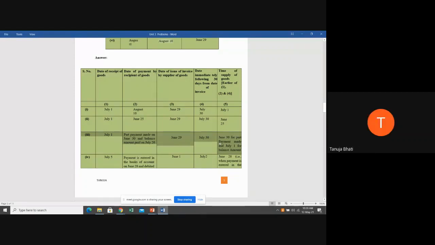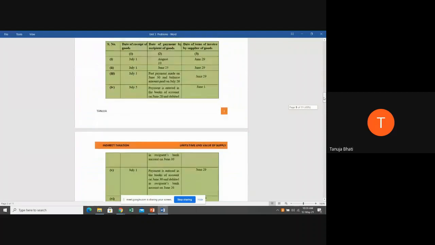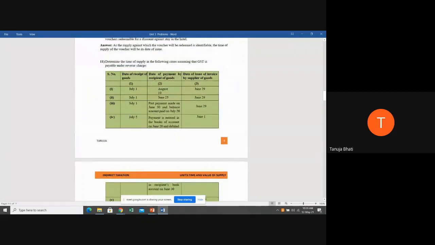Yes, ma'am. Yes? Okay, good. Next, let us go to case number 4. Here they're telling July 5 is the date of receipt of goods and the date of payment by the recipient of goods is: the payment is entered in the books of accounts on June 28 and payment is debited in the recipient's bank account on June 30.